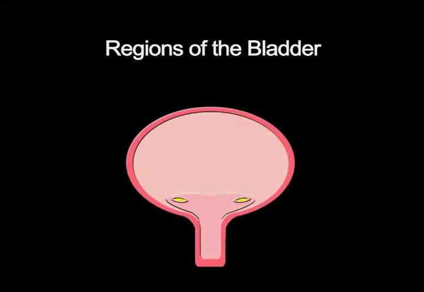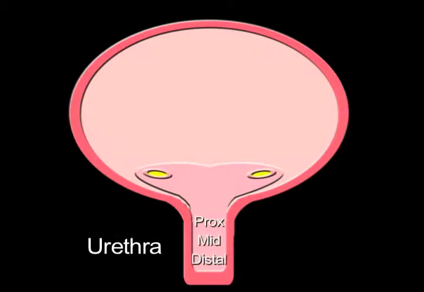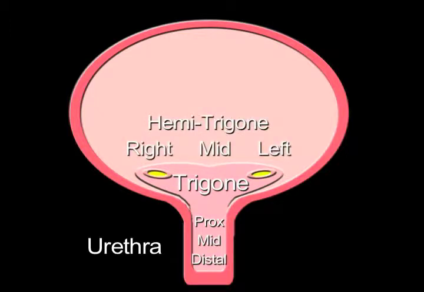Regions of the bladder to be examined. The bladder can be divided into several areas beginning with the urethra, which is subdivided into a proximal, mid, and distal portion. Within the bladder itself, the trigone can be examined, in which the ureters will be identified. Neighboring the trigone is the hemitrigone region. This includes the mid-hemitrigone and lateral regions referred to as the left lateral hemitrigone and right lateral hemitrigone. Beyond this is the bladder dome. It is important when performing cystoscopy to examine each of these areas.